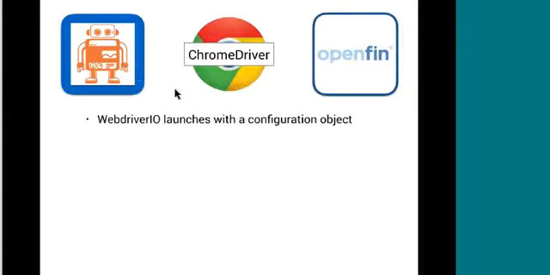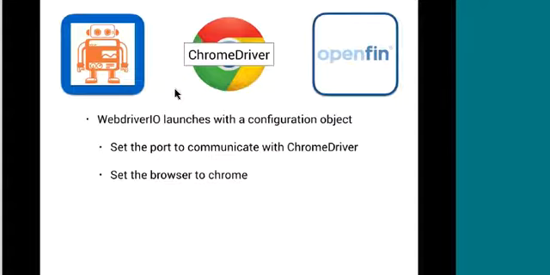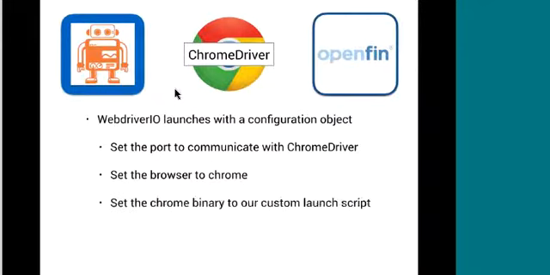So to get started, the developer is going to launch WebDriver, and that's going to launch with a configuration object. First things first, we need to set the appropriate communication port, right? We need one level of communication from WebDriver IO to Chrome driver, and that's going to happen over a port that we manually configure, and we'll take a look at that code itself. Next, we actually set the browser to Chrome. So WebDriver IO knows that we're looking to launch and communicate with some version of Chrome.